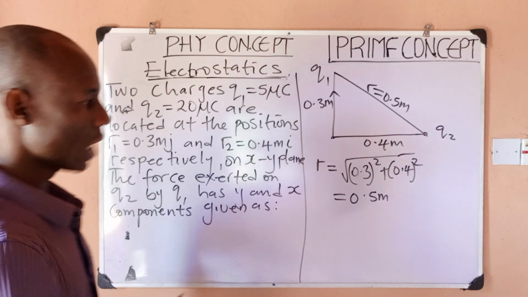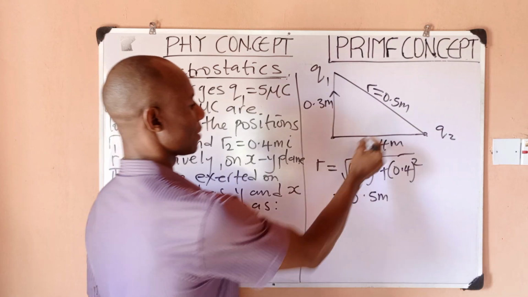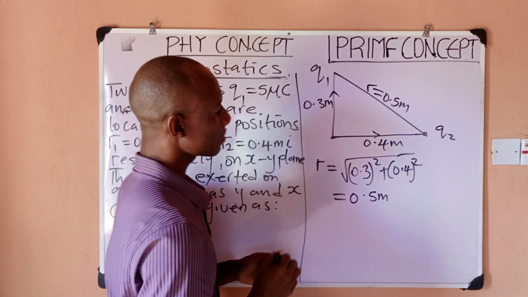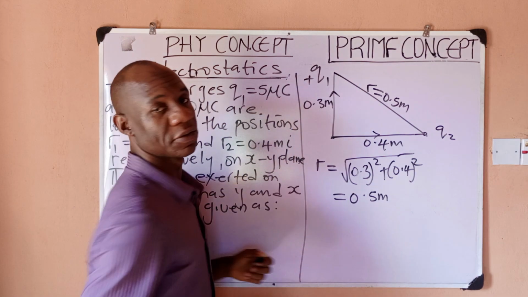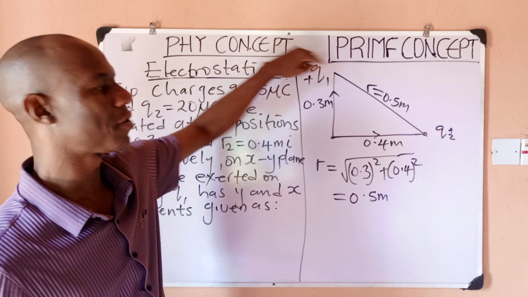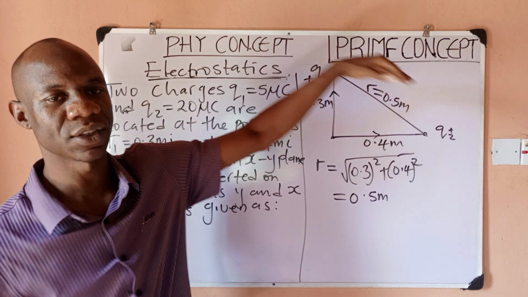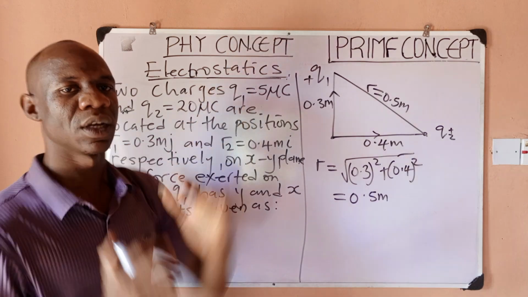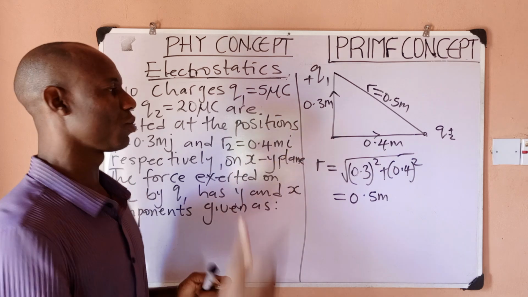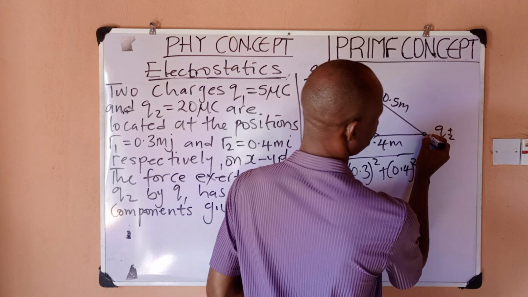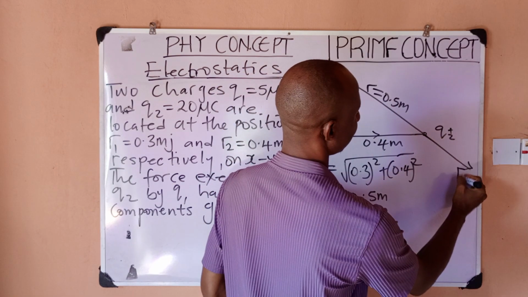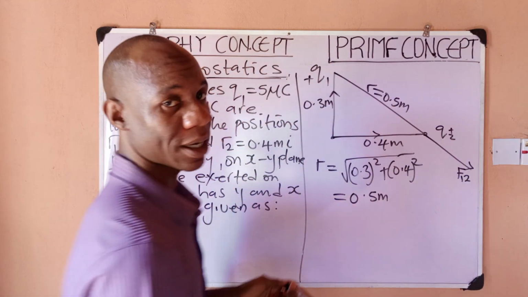Now, I want to complete that diagram. Remember, this is the direction for this, and this is the direction for this. Q1 is a positive charge, Q2 is also a positive charge, so you would have a repulsive force between Q1 and Q2. Remember that Q1 is your source, and a repulsive force always points away from the source. So I'm going to draw the force pointing out from the source. So this is my F12. That is the force.